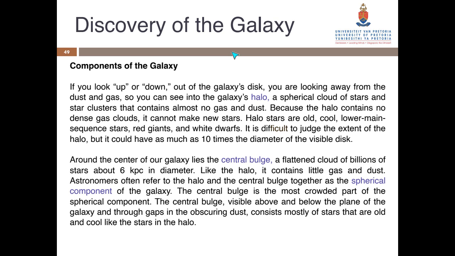Around the center of our galaxy lies the central bulge, a flattened cloud of billions of stars about 6 kiloparsecs in diameter. Like the halo, it contains little gas and dust. Astronomers often refer to the halo and the central bulge together as the spherical component of the galaxy. The central bulge is the most crowded part of the spherical component. It is visible above and below the plane of the galaxy and through gaps in the obscuring dust, and consists mostly of stars that are old and cool like the stars in the halo.